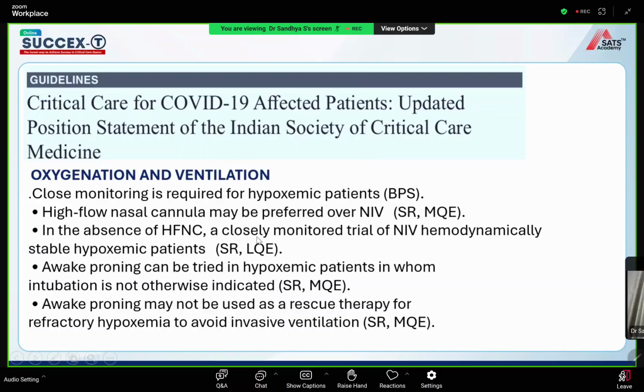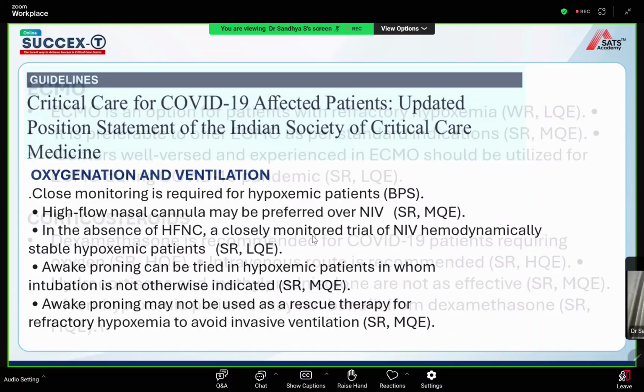HFNO can be preferred over NIV. In the absence of HFNC, a closely monitored trial of NIV can be done. Awake proning can be tried. That's one difference against the Surviving Sepsis guidelines. But it should not be used as a replacement to avoid invasive ventilation.